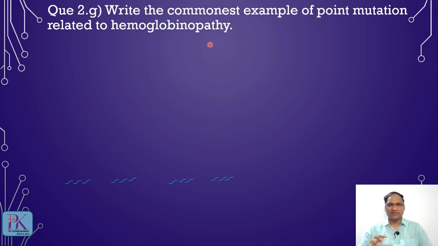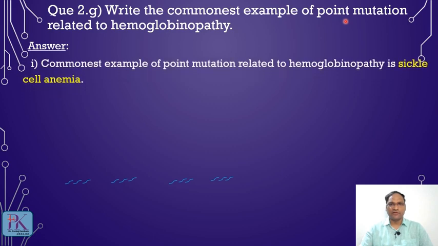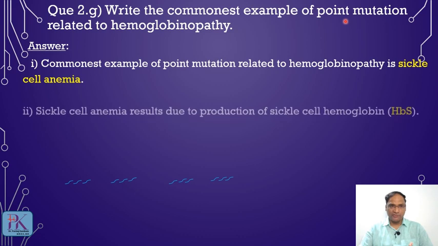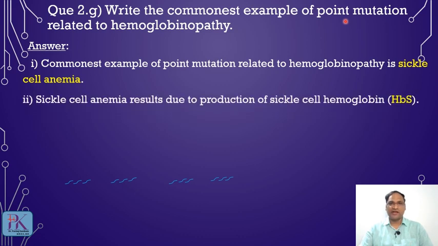Okay, so I have just briefly given you the solution about this. First you have to write the commonest example is sickle cell anemia, and it is specifically written that point mutation. So what is the point mutation that is happening in sickle cell anemia, that you should mention. Commonest example of point mutation related to hemoglobinopathy is sickle cell anemia, and you have to explain now what is the point mutation which is occurring. So what is sickle cell anemia? It is due to production of sickle cell hemoglobin.